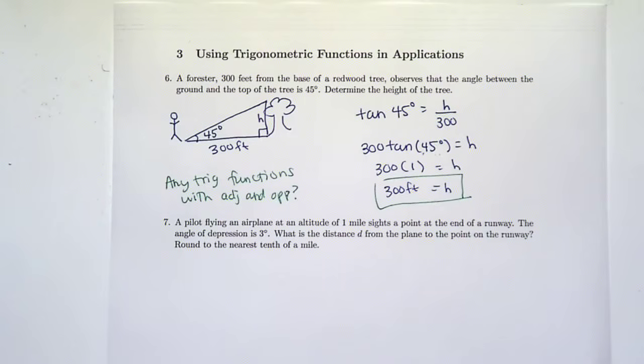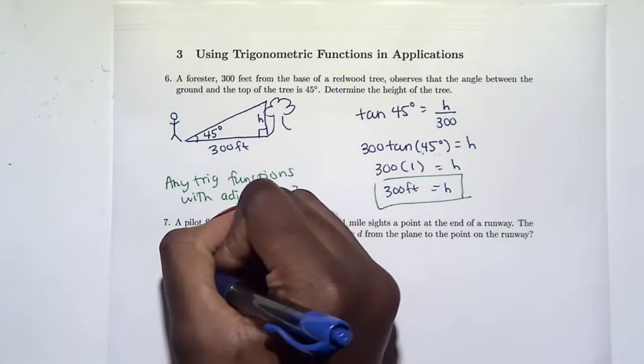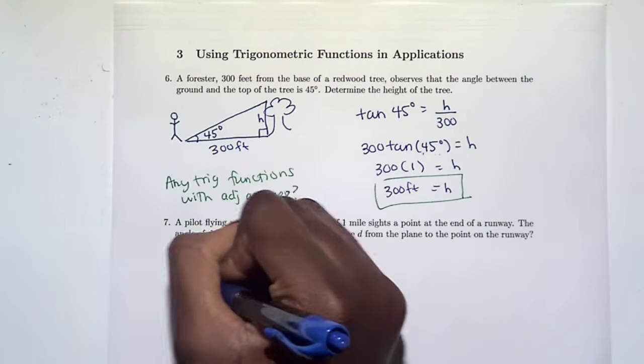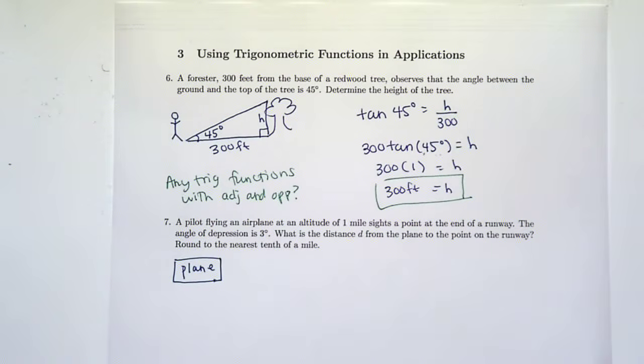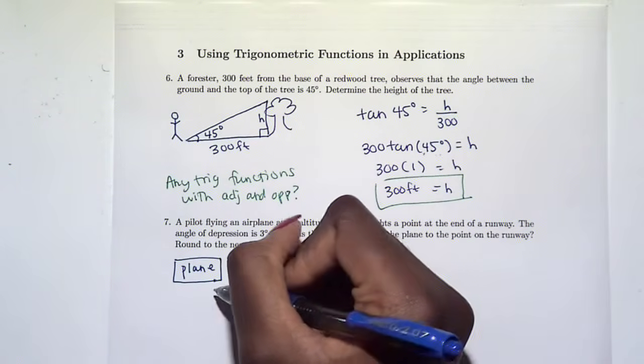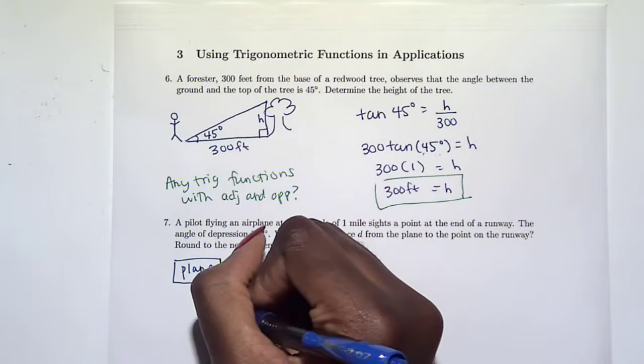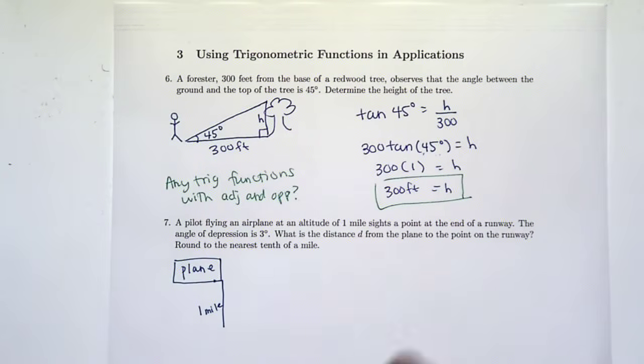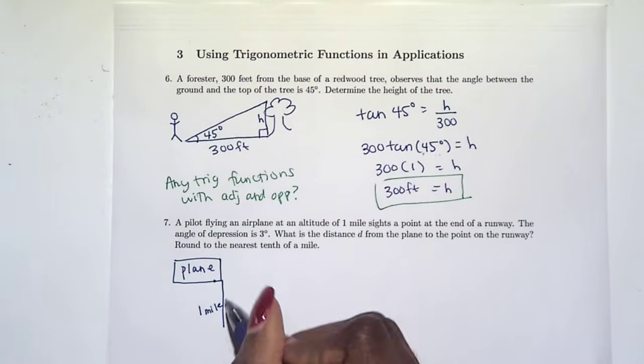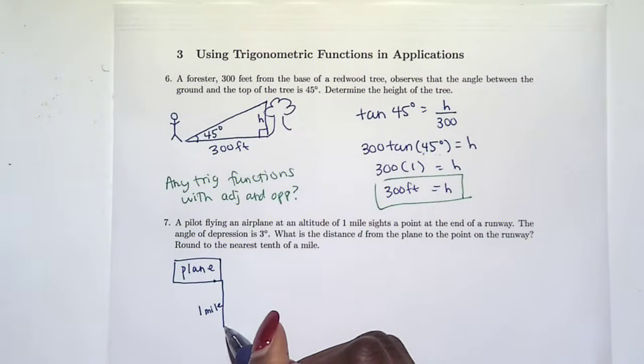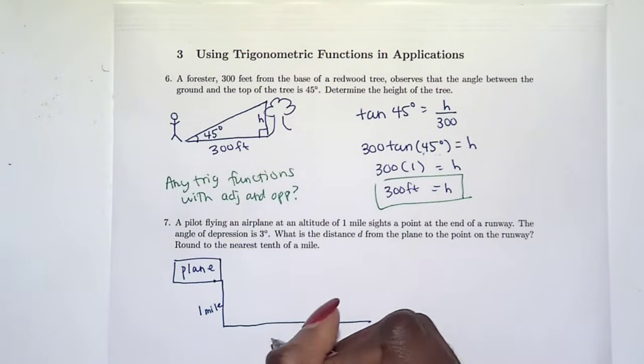We have a plane that's in the air at 1 mile of altitude, so 1 mile off the ground. So here is our plane. I'm not going to attempt to draw an airplane. Here's our plane, and we know that it's flying at an altitude of 1 mile off the ground. All right, and then it says it sights a point at the end of the runway. So if it's trying to land, the runway is down here.